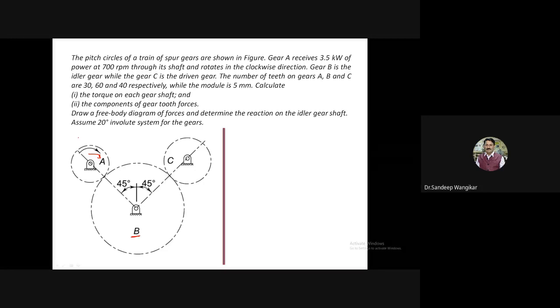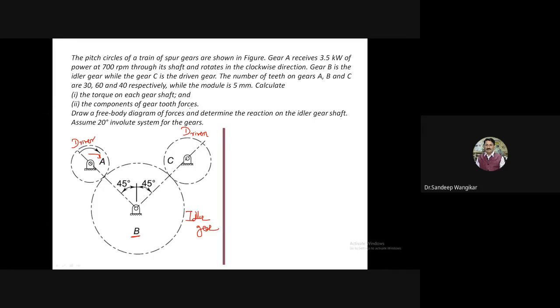I will write in this diagram only: A is the driver, and this is the driven gear, and it is clearly mentioned that gear B is the idler gear. The number of teeth on A, B, C are given. Module is also given. We have to calculate the torque on each gear shaft and the components of gear tooth forces. Components of gear tooth forces we have discussed in force analysis. This is nothing but the PT and PR, the tangential load and radial load.